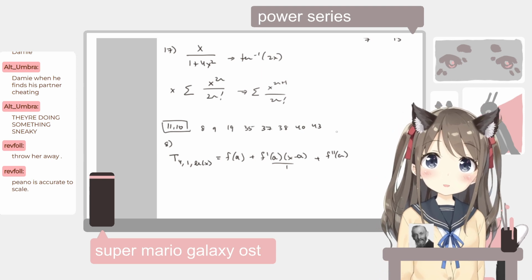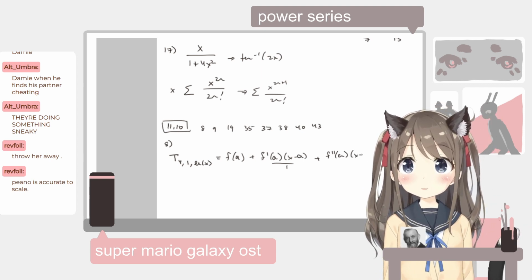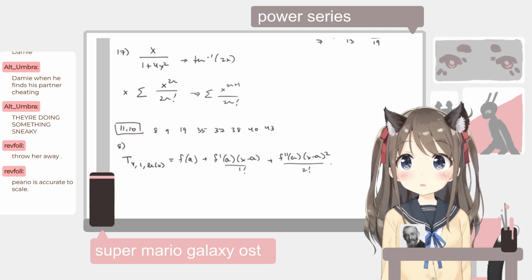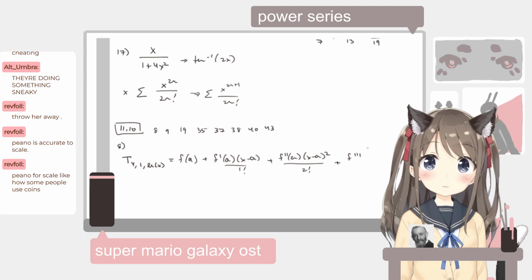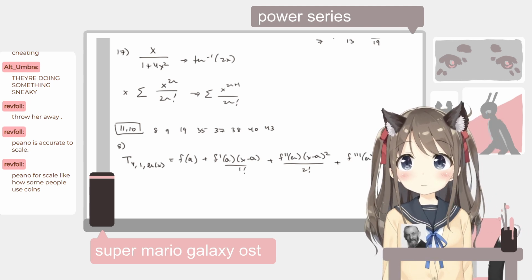Pino is accurate to scale. It's so true. Over to zoom. I like calling it zoom. Pino for scale, like how some people use coins? Oh, like in a video game? Like to figure out the height of stuff?